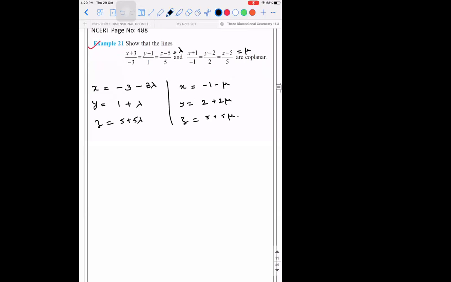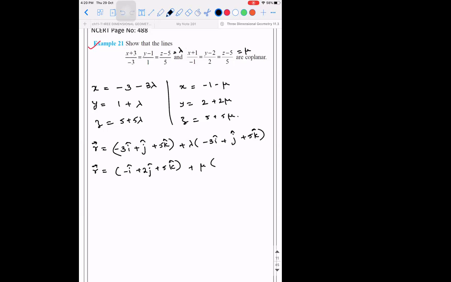Right. So what is R vector? Minus 3i cap plus j cap plus 5k cap plus lambda times minus 3i cap plus j cap plus 5k cap. R vector for the second line is minus i cap plus 2j cap plus 5k cap plus mu times minus i cap plus 2j cap plus 5k cap. Accepted? Now have this in your mind, guys.